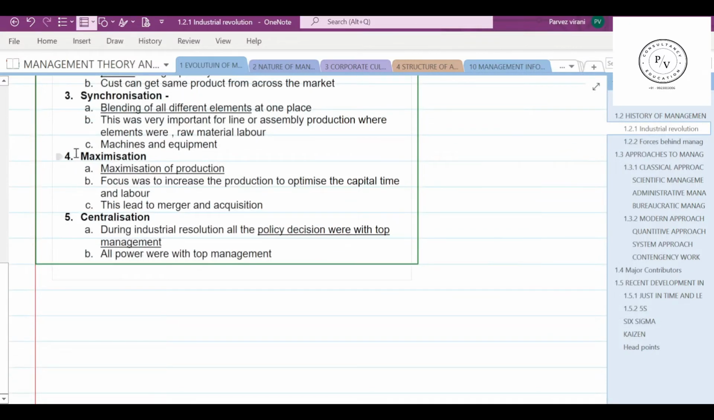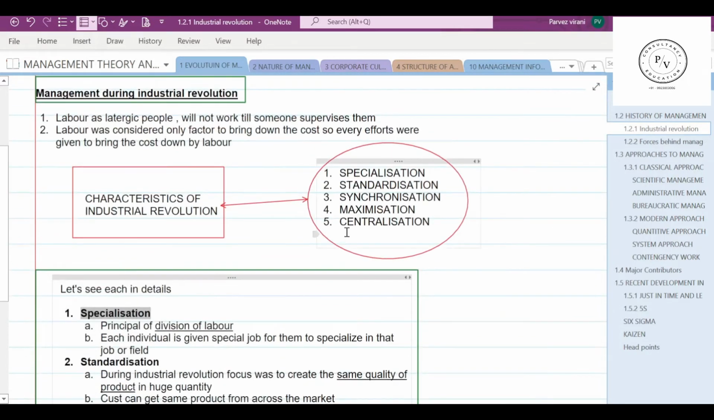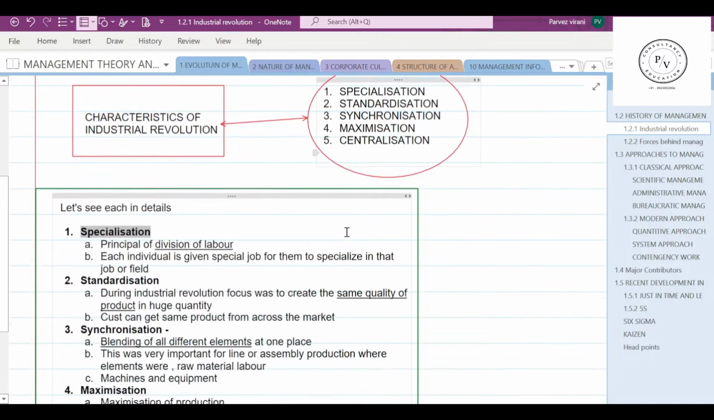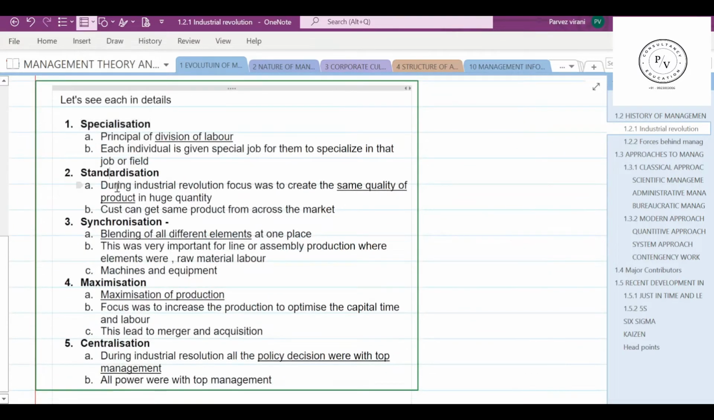This was very important for line or assembly production, where the elements were raw material, labor, machines and equipment. Fourth is maximization of production. The focus was to increase production to optimize capital, time and labor. This led to mergers and acquisitions. Fifth point, centralization. During the Industrial Revolution, all the policy decisions and all the power were with the top management. So the five major characteristics of the Industrial Revolution are specialization, standardization, synchronization, maximization, centralization.